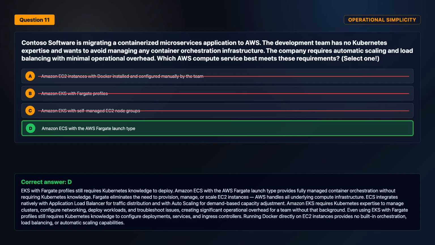Amazon EKS requires Kubernetes expertise to manage clusters, configure networking, deploy workloads, and troubleshoot issues, creating significant operational overhead for a team without that background. Even using EKS with Fargate profiles still requires Kubernetes knowledge to configure deployments, services, and ingress controllers. Running Docker directly on EC2 instances provides no built-in orchestration, load balancing, or automatic scaling capabilities.